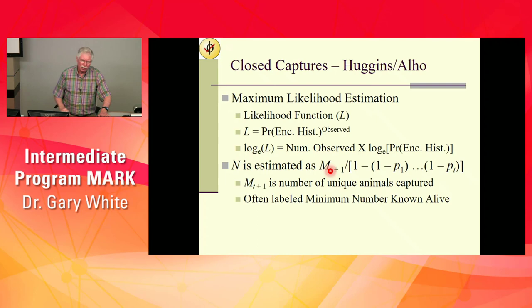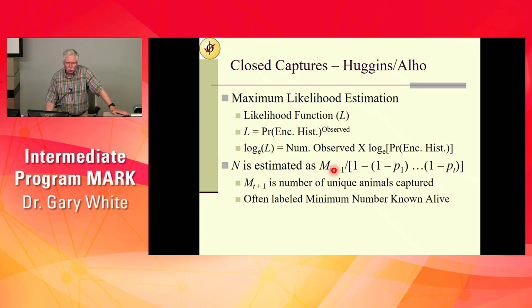Well, M is the number of marked animals. So M0 is zero because there are no marked animals when you start. M1 is the number of animals you mark on occasion one, and M2 and so forth. So M of T plus one is the number of animals that have been marked after occasion T, the last one that we did. So it's the number of marked animals in the population. It's the number of unique individuals. So that's where the notation M of T plus one comes from. It's the number of marked animals when we're all done. And so that's a count.